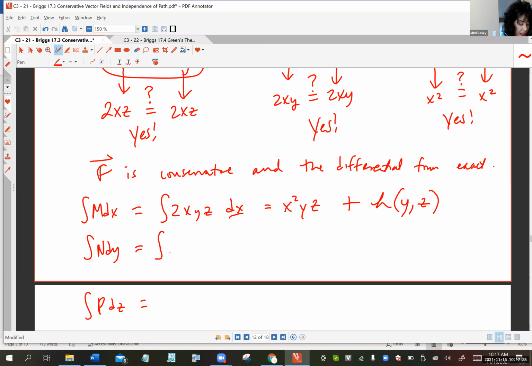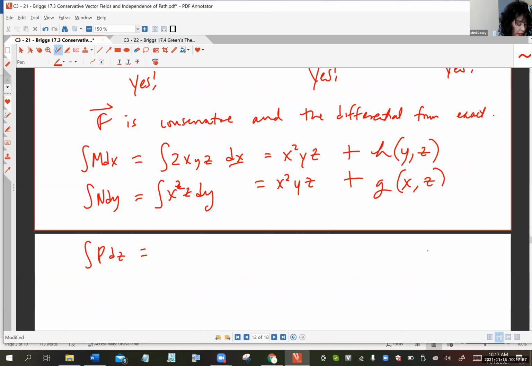Let's do the second integration, and you're going to integrate N with respect to y. So x squared z dy. I get x squared yz again, plus some other function. Please choose a different letter, otherwise I'm going to dock your points. I'll do g, since I already used up the h. The other variables that we didn't integrate with respect to on this step are x and z. So g of x comma z.